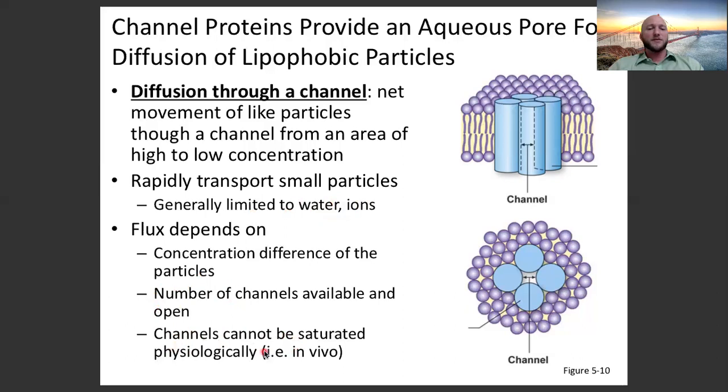Channels cannot be saturated physiologically. So what this means is, in a human situation, increasing the concentration will always increase the rate of movement through these channels. There's no limit to the speed at which things can move through these channels. In a petri dish in a lab, yes, you can reach a limit to the number of particles that can move through. But in a human situation, you never reach a limit to the rate at which particles move through the channels.